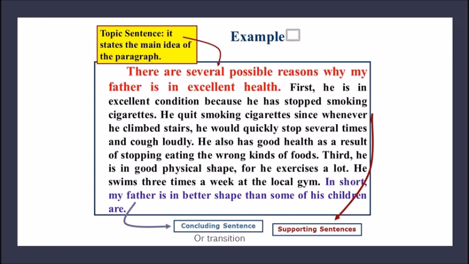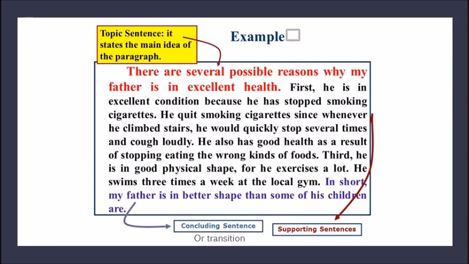First, he is in excellent condition because he has stopped smoking cigarettes. He quit smoking cigarettes since whenever he climbed stairs, he would quickly stop several times and cough loudly. He also has good health as a result of stopping eating the wrong kinds of food. Third, he is in good physical shape, for he exercises a lot. He swims three times a week at the local gym. So we have given facts, outside information to back up that topic sentence that we made.